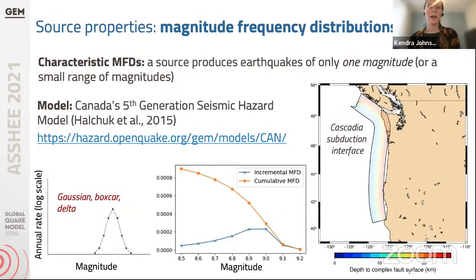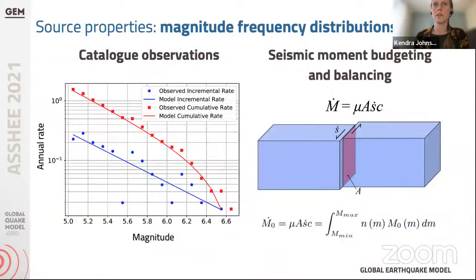An example here is drawn from the Cascadia subduction interface as it's represented in Canada's 5th generation seismic hazard model. Here they used a Gaussian, a little bit of a distorted Gaussian function. The blue line is showing the incremental magnitude frequency distribution, and the orange is showing the cumulative MFD.